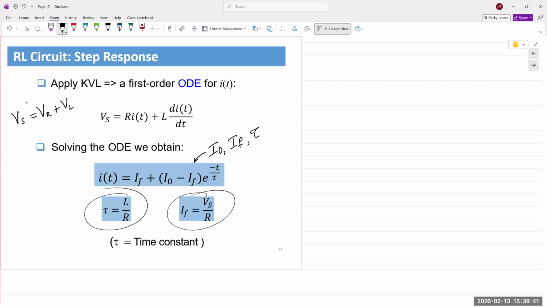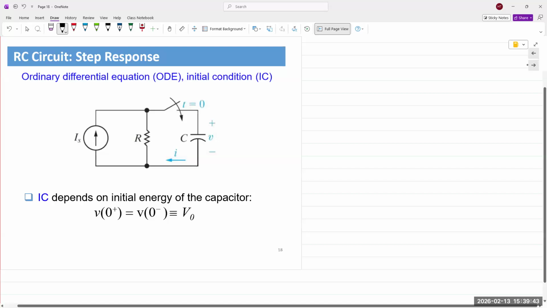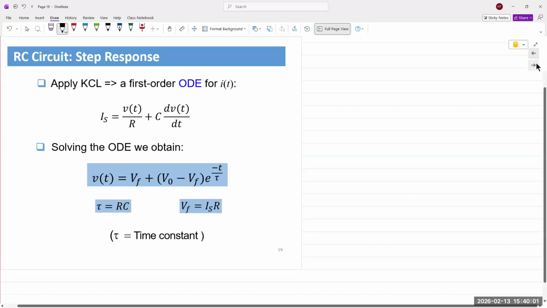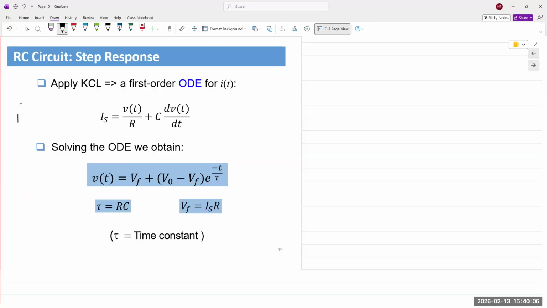And then same thing for the capacitor circuit. You have a capacitor, start charging, initial voltage depends on the initial stored energy. If it's not stated in the problem, it's not provided, assume it to be zero. Final value, of course, would be equal to the voltage or the current that's being supplied. When you apply KCL, this time IR plus IC equals IS, not equals zero.